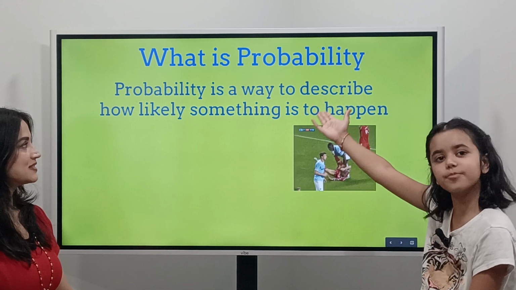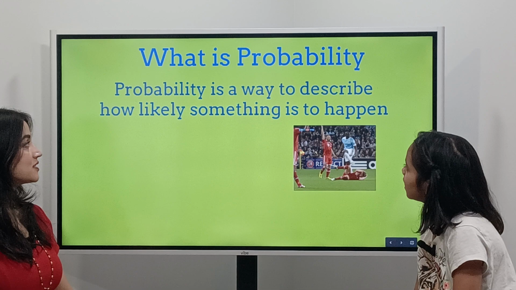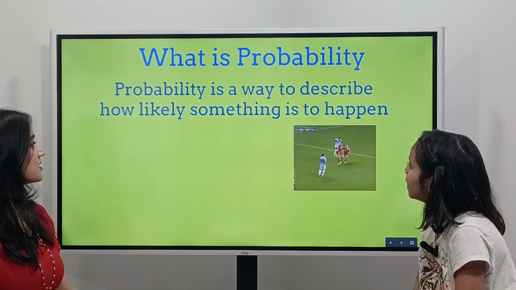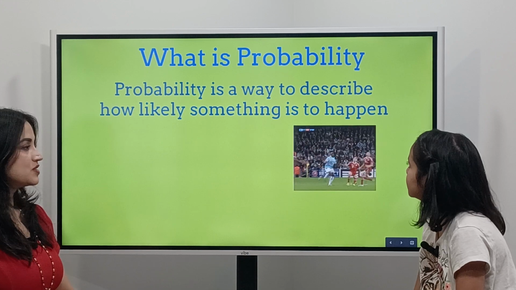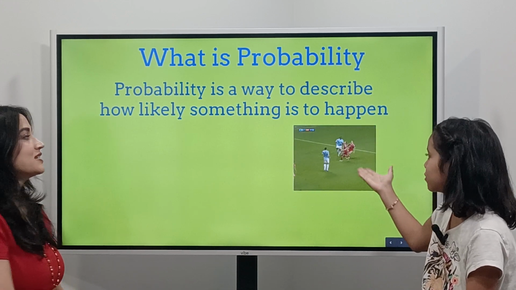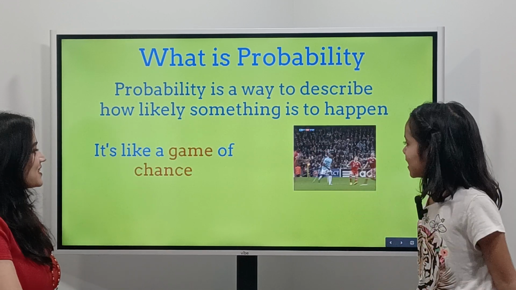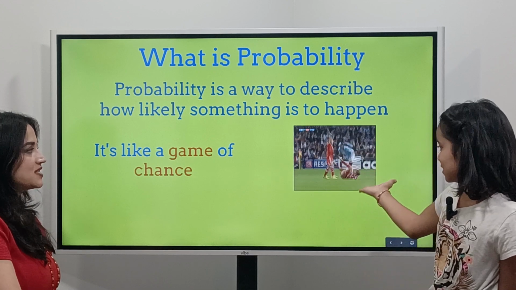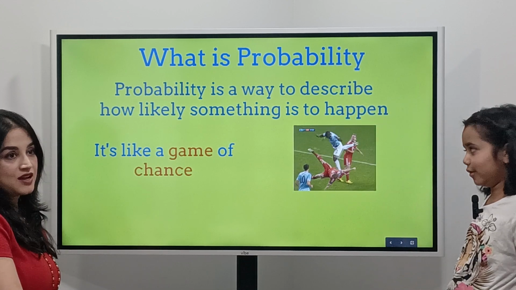You want to read what it is? Probability is our way to describe how likely something is to happen. So it's a chance, right? It's like a game of chance. So chances are somebody is going to win or lose. Yep, win or lose. We don't know when.